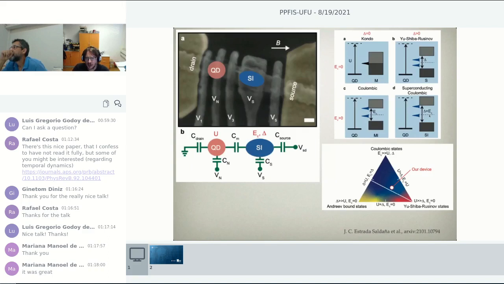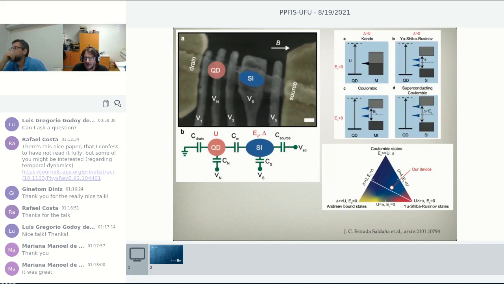It's due to both superconductivity and to the repulsion between the electrons. And in fact, it can get even more complicated than that, because this charging parameter U for the quantum dot part of the device is not necessarily very large.